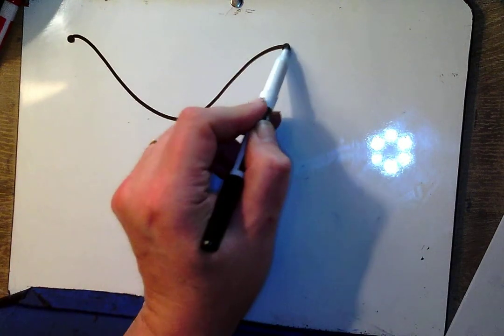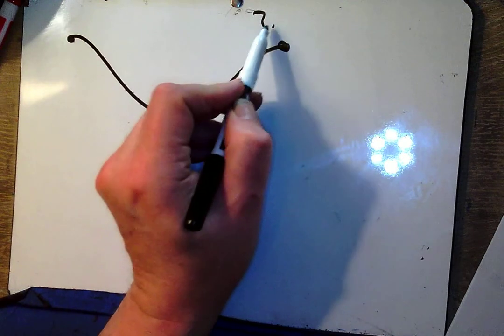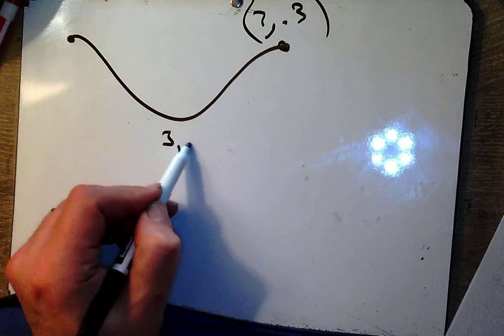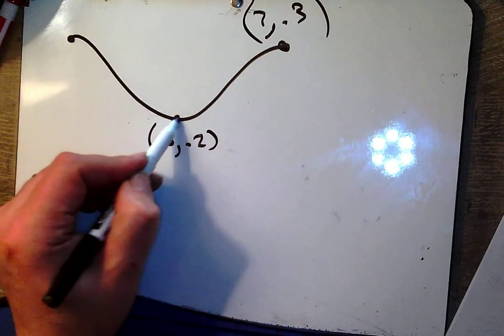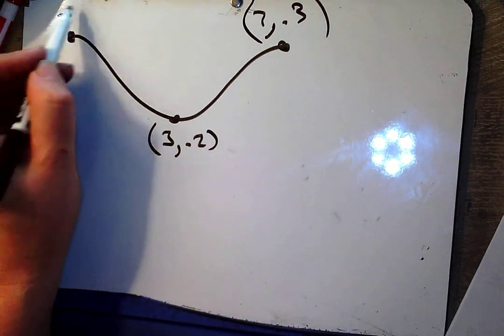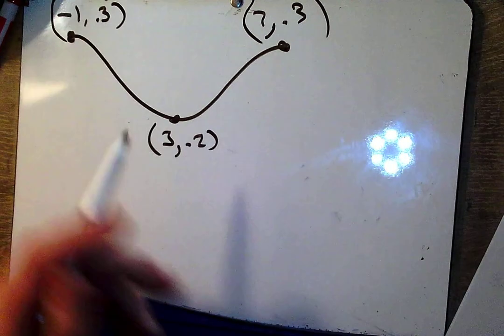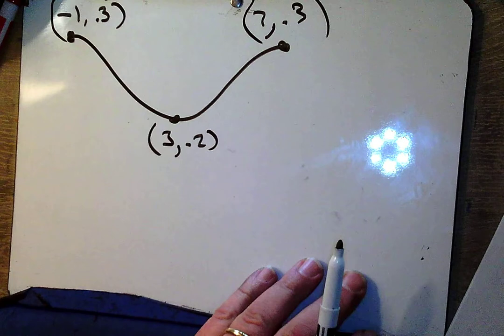Not this one. This is 7, 0.3. This is 3, 0.2. And this is negative 1, 0.3. Okay, please write the equation for that. I'd like to do two more.